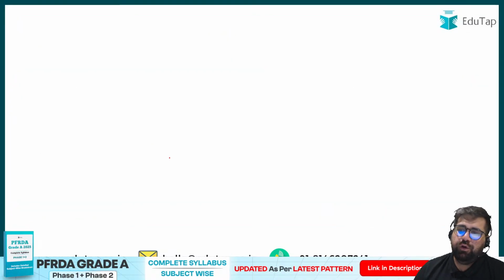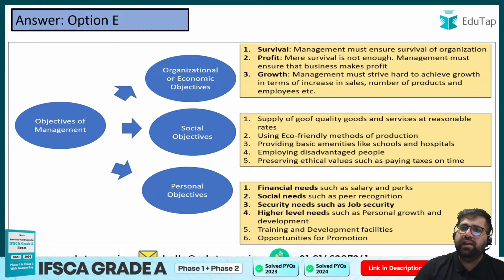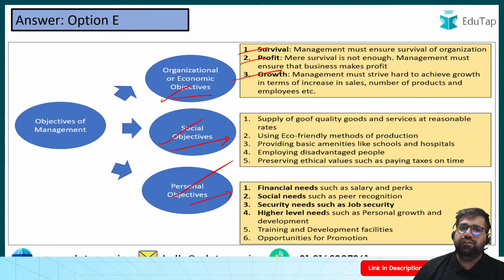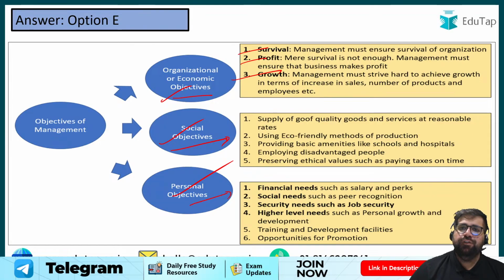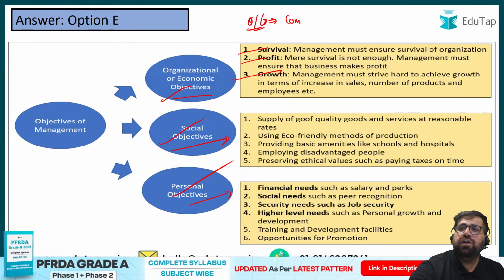Now, if you see the correct image also: organizational, economics, survival, profit and growth, social objectives and personal objectives. So the 3 are the main objectives of the company. Now, if you know the difference between objective and goal, then please, once the video completes, do drop your comment. I will be more than happy to read it.